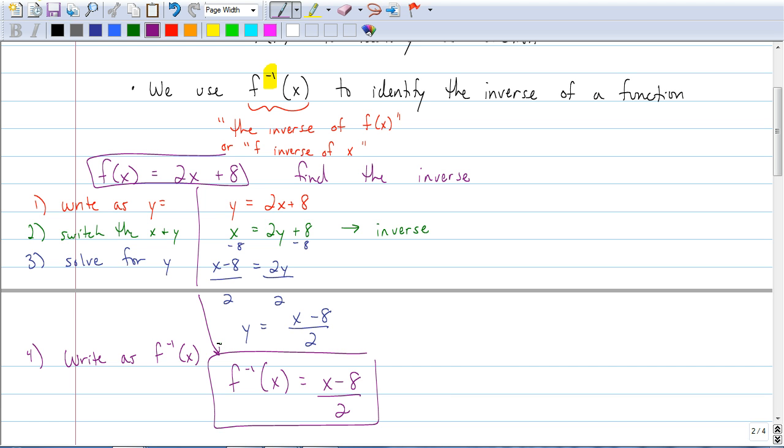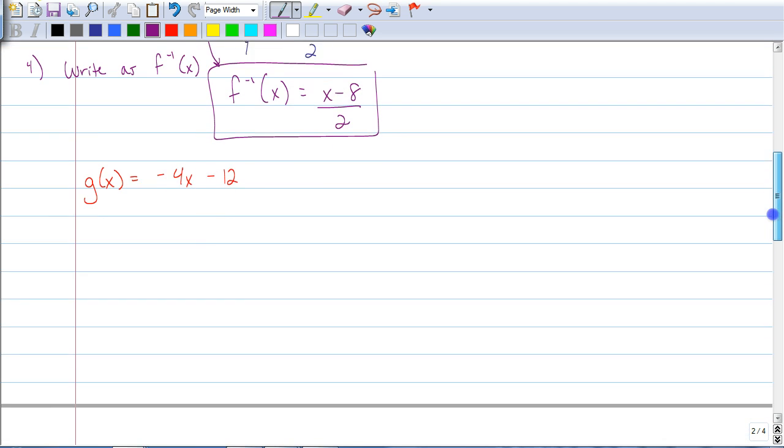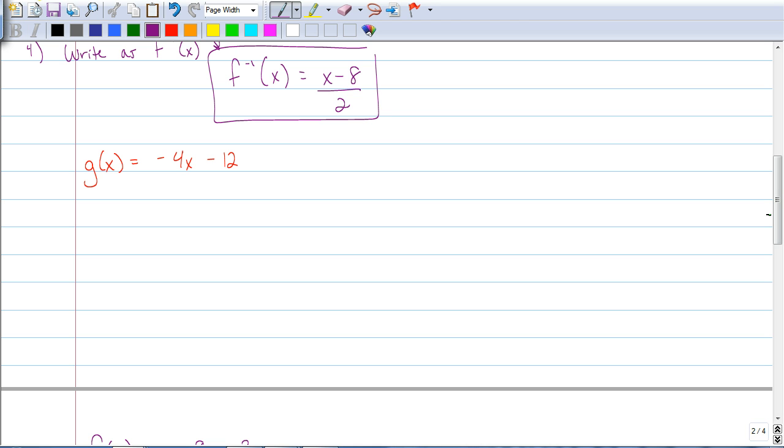So what we're doing today is very similar to what we did in the previous lesson. It's just that we're putting things into function notation. Like here I have g of x, so this time we're calling this function g. We're going to follow that same four-step process. Our first step is to write this as y equals. So it's going to be y equals negative 4x minus 12.